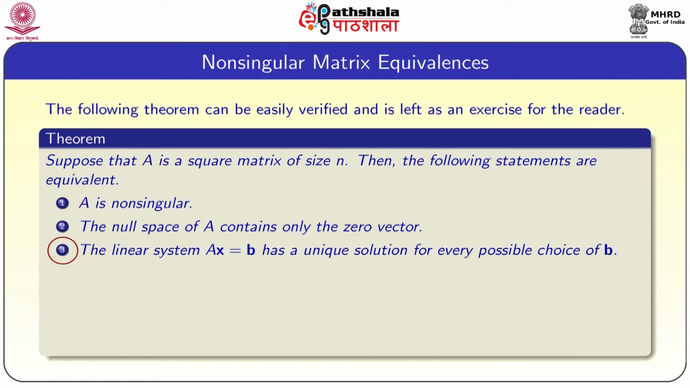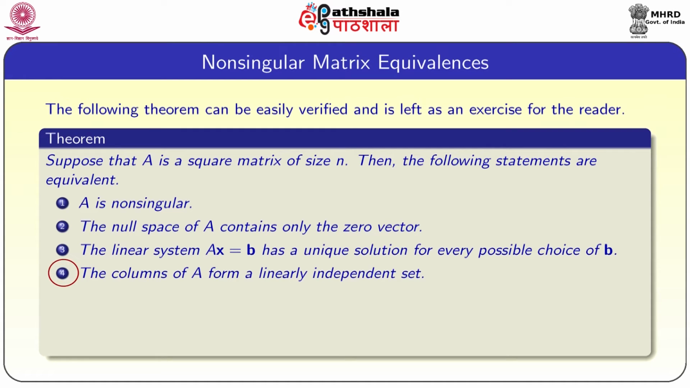The linear system Ax equal to B has a unique solution for every possible choice of B. If B is any vector you choose, then Ax equal to B has a unique solution, and that is equivalent to A being non-singular. It is because if A is non-singular, then A inverse exists, then if you multiply both sides of Ax equal to B by A inverse, then A inverse times Ax equals A inverse times B. So, x equals A inverse times B, that is a unique solution for x.